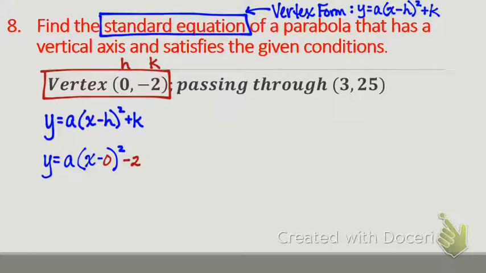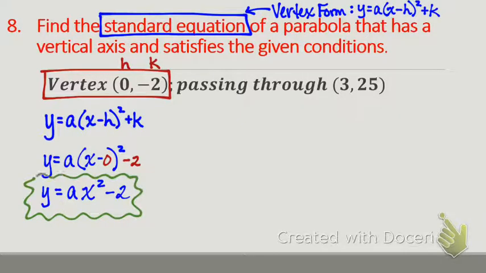My final answer for this is going to look a whole lot like this, except I need to simplify it and I need to find a. Can I simplify this at all? Yes, you can get rid of the minus 0. I can get rid of the minus 0. And so this would just become y equals a x squared minus 2. Final answer for this will look exactly like this, except we're going to replace that a value.